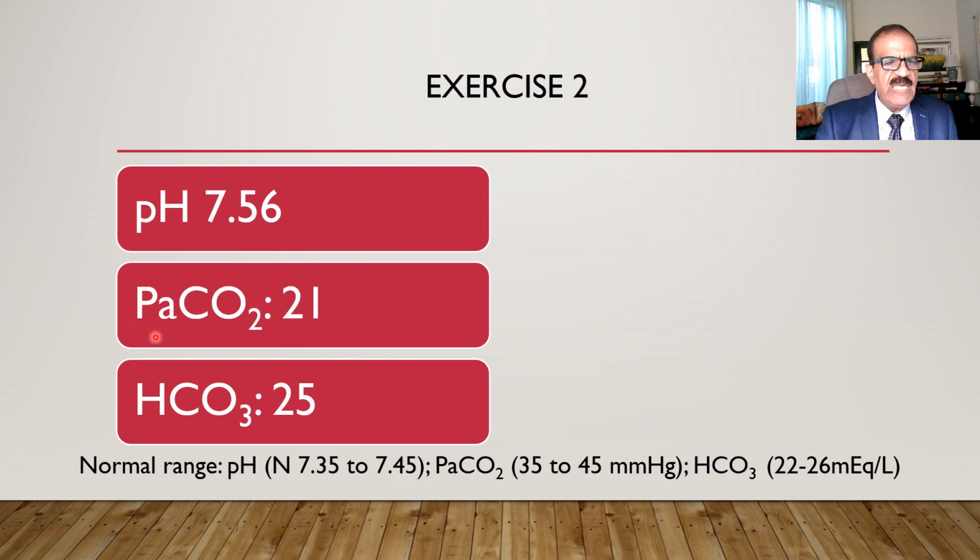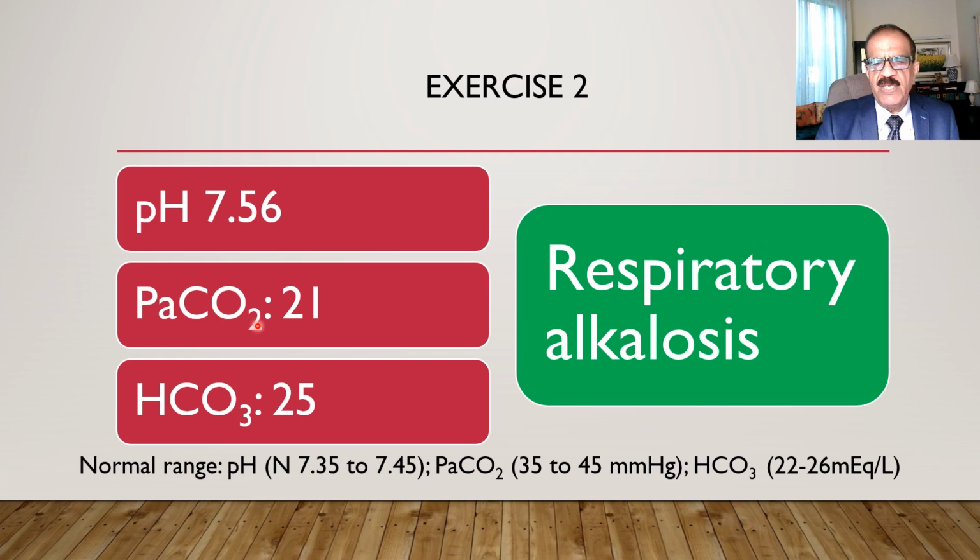Now what is PaCO2 21? Is it normal or above normal or below normal? It is below normal because normal should be 35 to 45. So carbon dioxide is below normal and bicarb is within normal limits. So what is the diagnosis? It is alkalosis and it is related to carbon dioxide washout. So it is respiratory alkalosis.